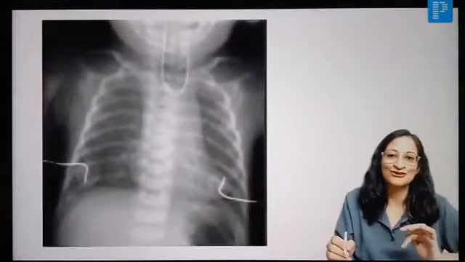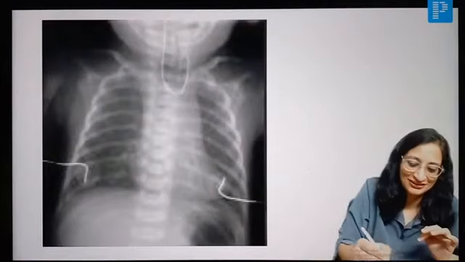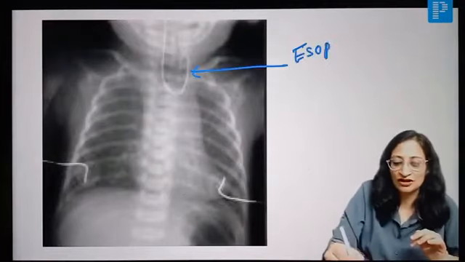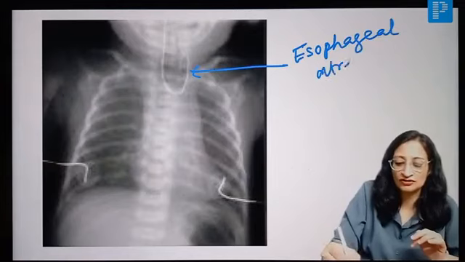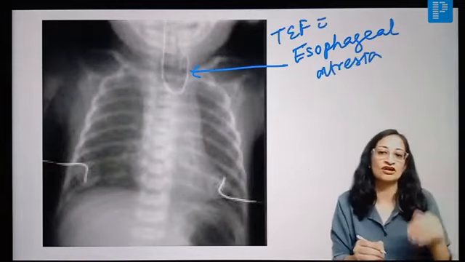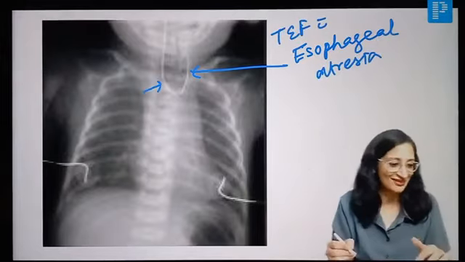What do you see here? Some more spotters for you. Can you see a tube-like thing coiled here? This is a baby with esophageal atresia, usually associated with a tracheoesophageal fistula. So it is a tracheoesophageal fistula with esophageal atresia. The feeding tube is not able to go into the esophagus, it is getting coiled here, right?